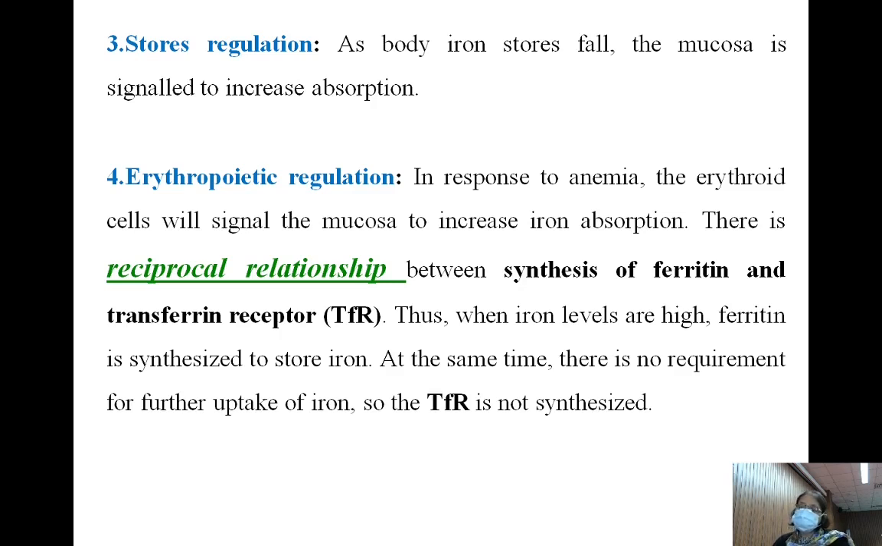When iron level is high, ferritin synthesis will be more to store the iron, isn't it? At the same time, there is no requirement of further uptake of the iron by the peripheral cell. So transferrin receptors are not synthesized. So there will be a reciprocal relation between the synthesis of ferritin and transferrin receptor. Once it is stored, further uptake is not required, so transferrin receptor synthesis will be less, because there is no need to take up iron from transferrin.